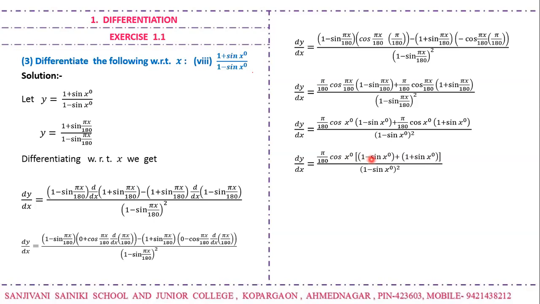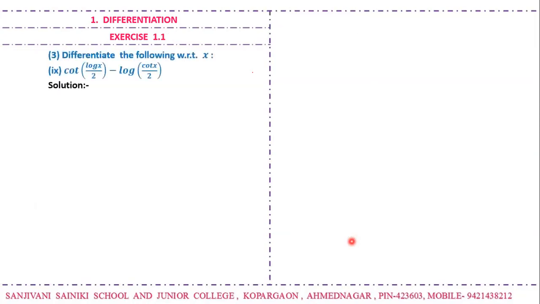And what will remain? 1 minus sine x degree plus 1 plus sine x degree. So plus sine x degree and minus sine x degree, these two terms will cancel. 1 plus 1 is 2. That 2 will divide into this 180 and you get pi upon 90. So pi upon 90 into cos of x degree upon 1 minus sine x degree bracket square is the derivative of the given function.